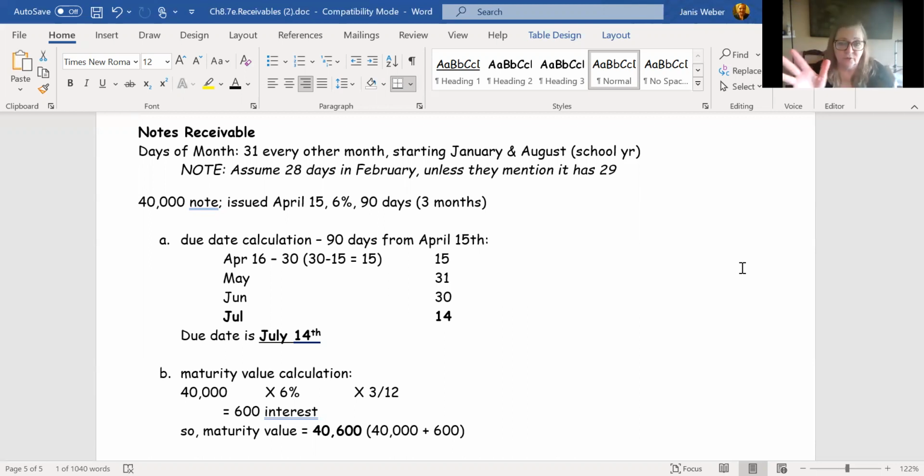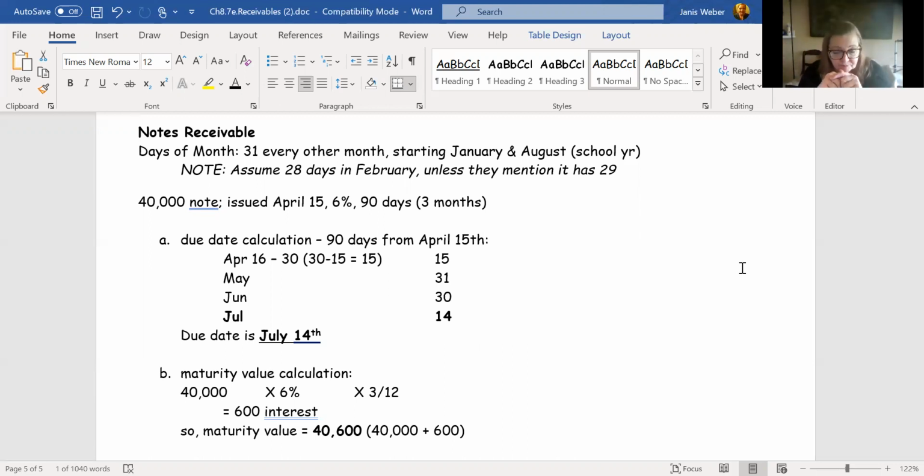So that's something else you have to remember. So let's look at this. Let's try to figure out the due date first. If it's April 15th, we're going to calculate what the due date is on the note if it's a 90-day note. Now, the easy thing to do that would be wrong would be to just go 3 months from April 15th. Let's see. So it's probably April, May, June, July. Hey, it's 3 months. It's probably July 15th. What is it? No. It's July 14th.